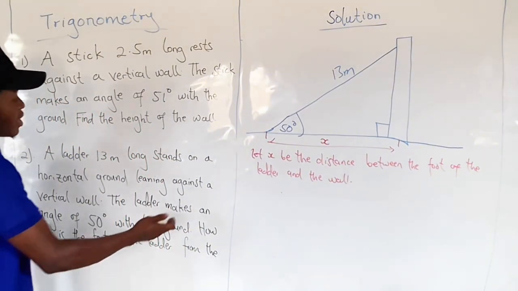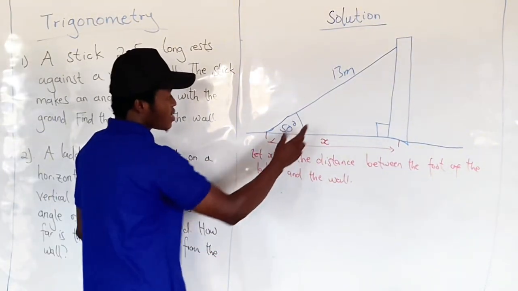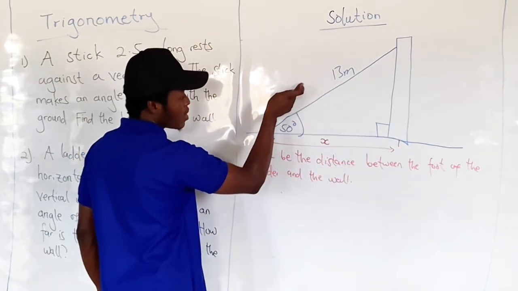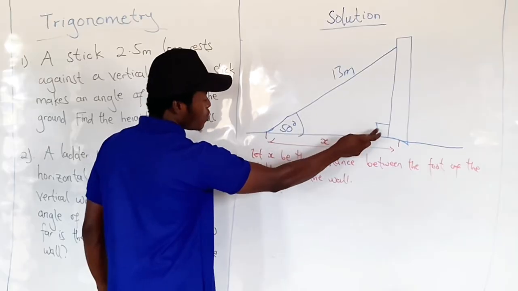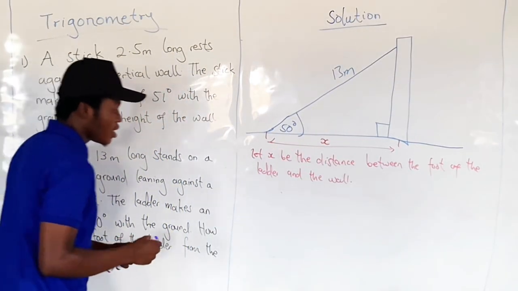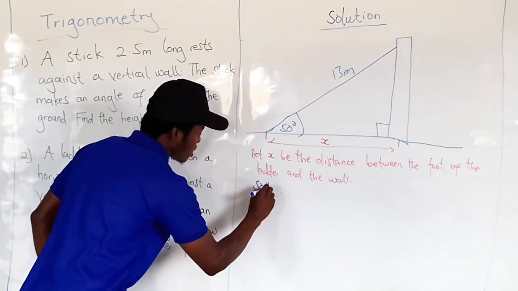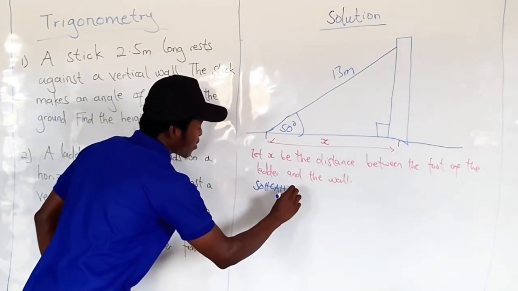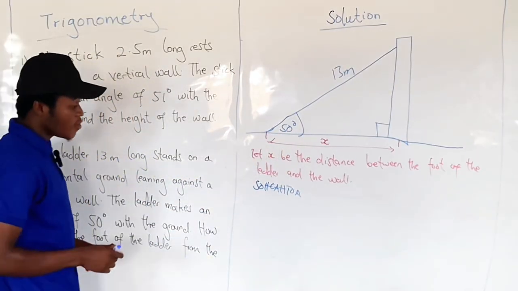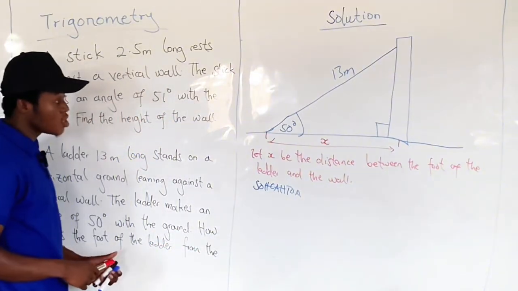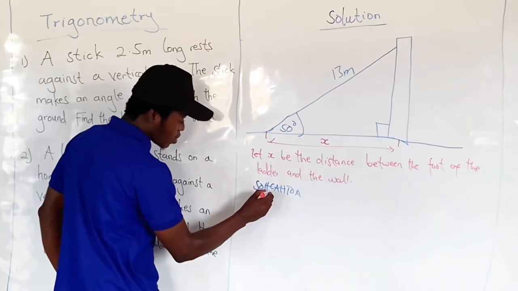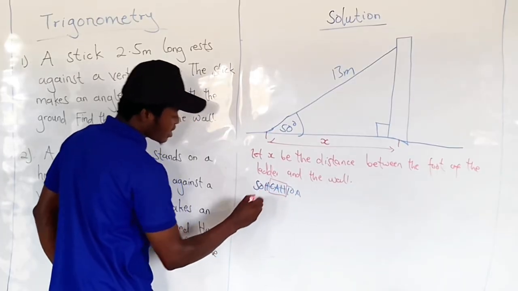Now, we have our angle 50 degrees here, and then this side is opposite to the angle 50 degrees. Remember, the ladder is directly opposite to the right angle, so it becomes the hypotenuse. From SOHCAHTOA, let's write our acronym SOHCAHTOA. Remember that x is adjacent to the angle 50 degrees. So which of the ratios relates the adjacent to the hypotenuse? We realize it's cos. So we're going to use cos in this problem.